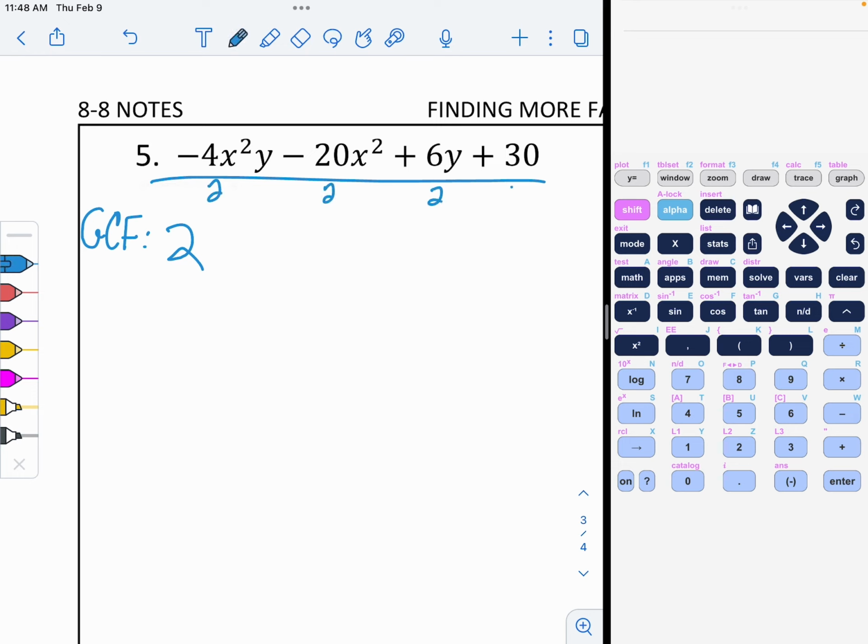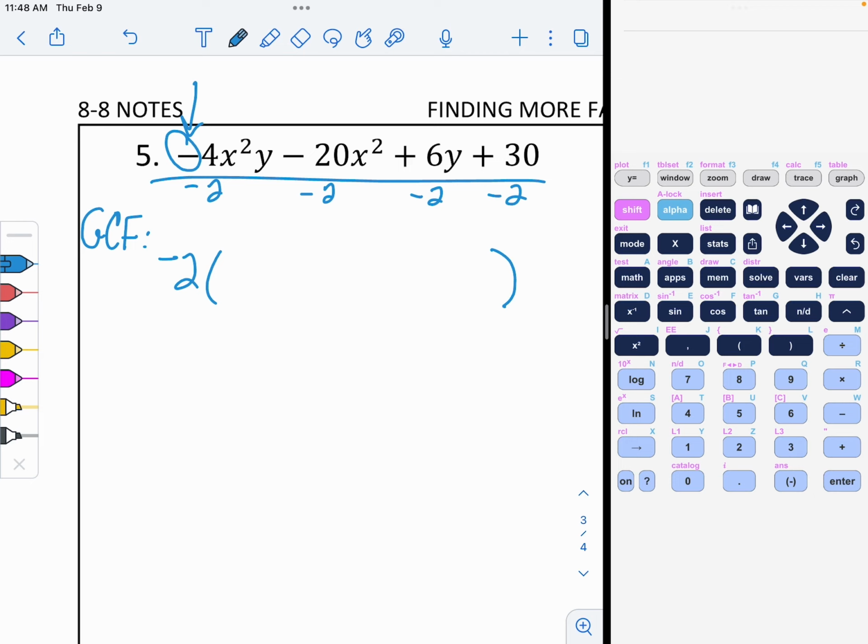Now, do they all have an X? Mm-mm. Do they all have a Y? Mm-mm. So I'm just going to go straight into my dividing by 2. Oh, sneaky, sneaky. Did anybody catch that the first term was negative? That means my GCF is not just 2, it has to be a -2. Let's fix that up. Anytime your first term is negative, please take a negative out.